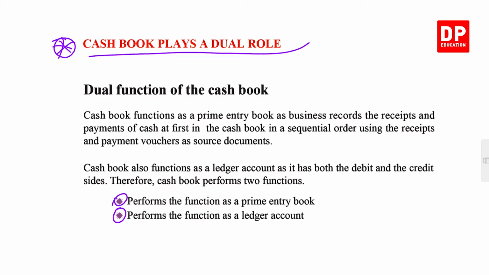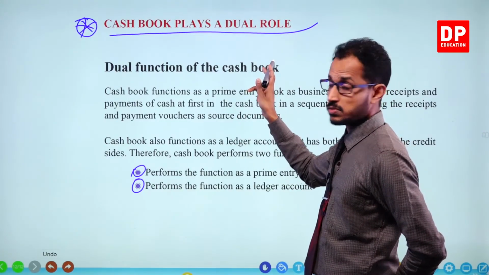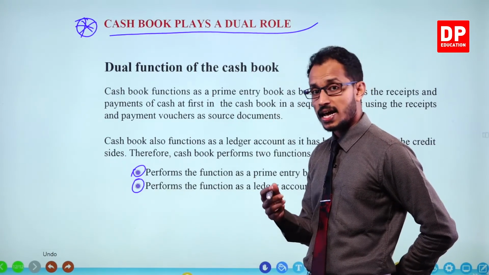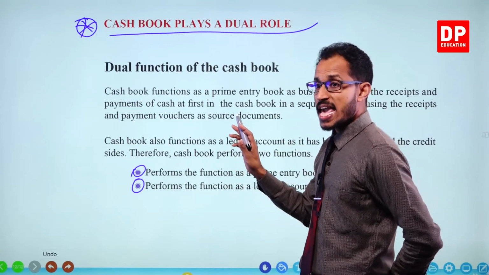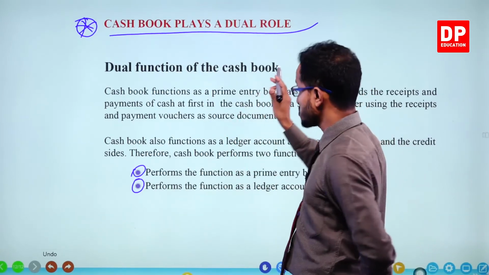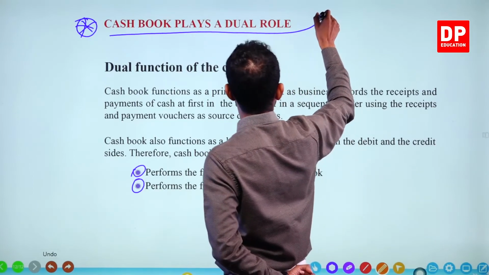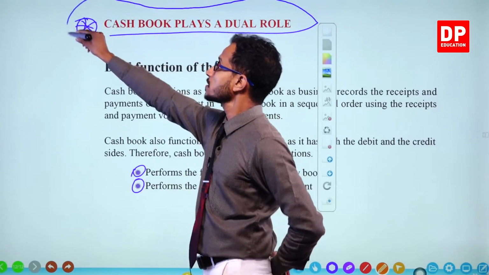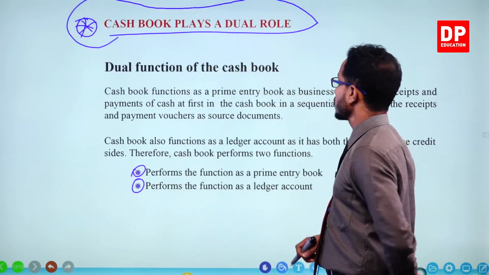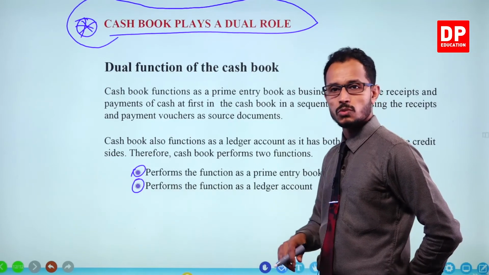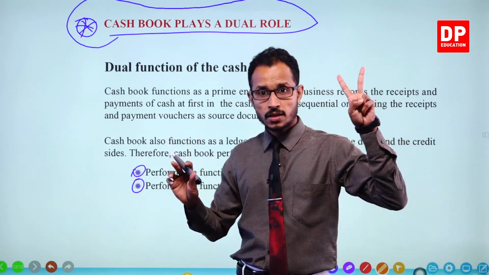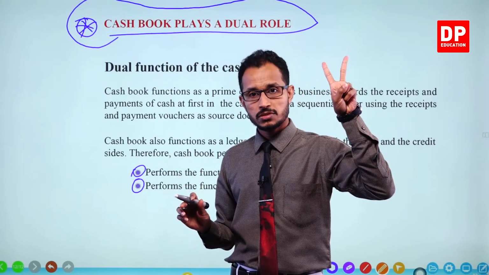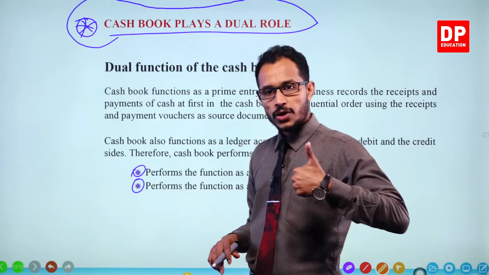Alright? Remember this, children, it's important. When I say important, it's because in exams, questions have come from this. That's why I say important. The cash book plays a dual role. What is the dual role of the cash book? It acts as a prime book as well as a ledger account. Okay.